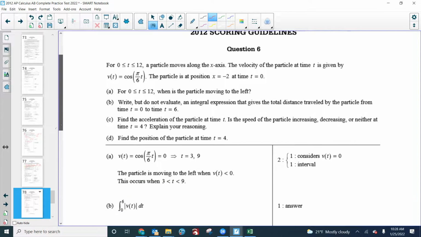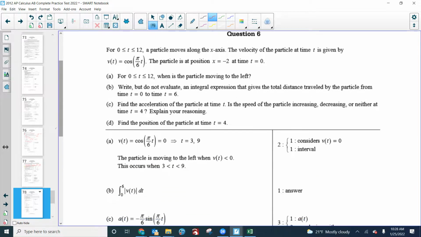What part of 6 did you do? A and C. All right, particle moves on the x-axis, velocity of the particle at time t. Particle's position at t, okay. When is the particle moving to the left? Did you set v of t equal to 0? You didn't have a calculator for this, by the way. Did you stick to that? Do it by hand. Okay.